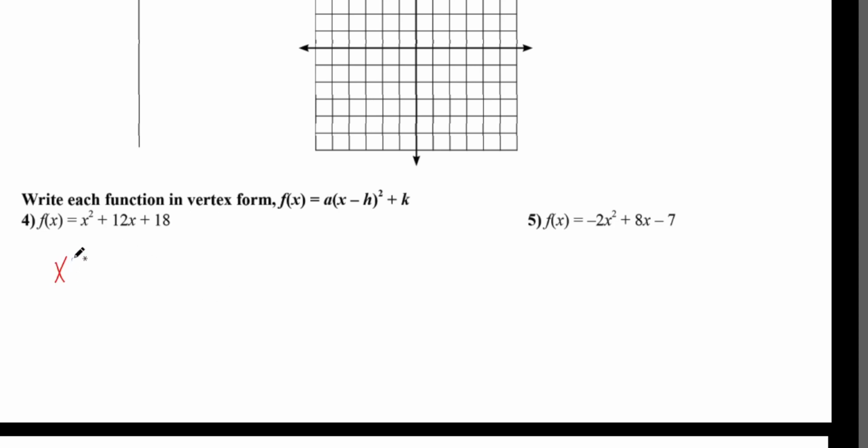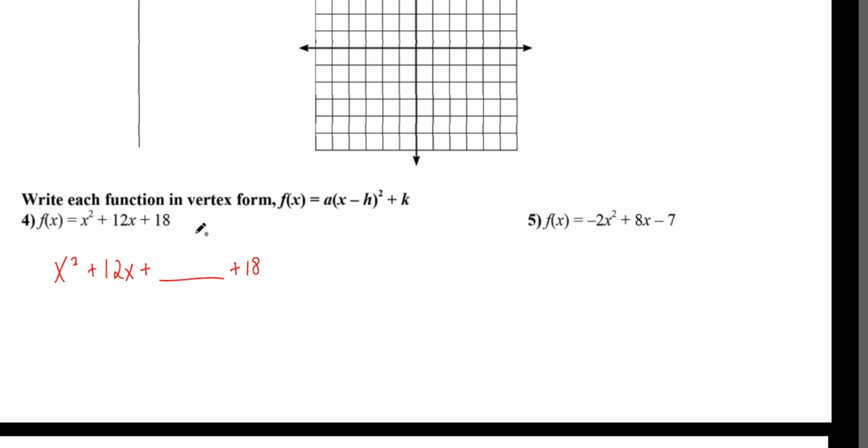So I've got x squared plus 12x. Now I don't have a 0 on here, do I? Plus, I'm going to leave it blank. I'm just going to take this and just push it over to the side. So what would that be? Just a plus 18. Everybody see that?